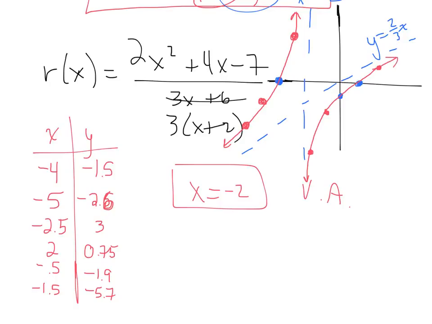Remembering that it's not going to cross the vertical asymptote, so be careful when drawing your lines. Okay? Does that make sense, the way it looks?